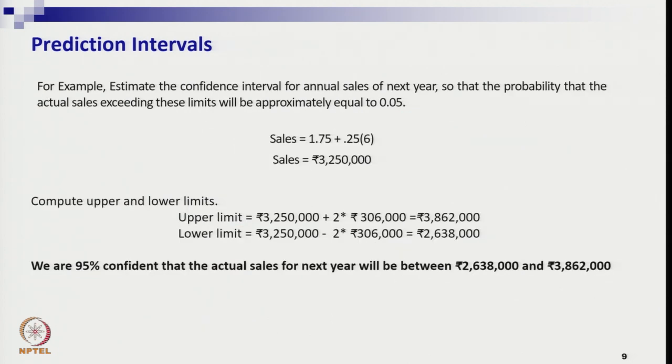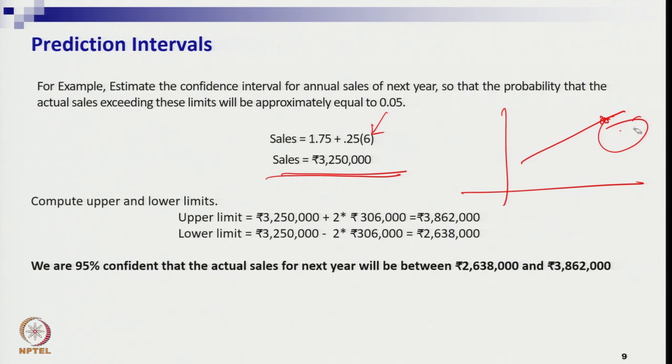Here we found that if your input is 6 lakhs as advertisement, your sales will be almost 32.5 lakhs. This is your predicted value, the 3.25 we talked about. But now you have to calculate the confidence interval, or prediction interval, through the standard error. So what standard error did we find? We found the standard error here, and this is your predicted y hat.